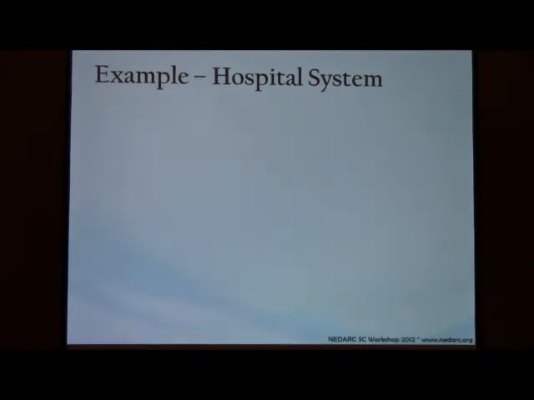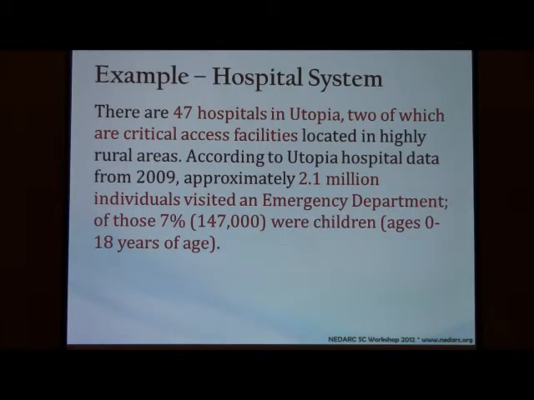Okay, so maybe some example writing for the hospital system is just to go straight in and explain it. There are 47 hospitals, 2 of which are critical access facilities. These facilities are located in highly rural areas, probably because that's why they're critical access hospitals. According to Utah hospital data from 2009, so even if you can't get the latest, make sure you cite where you got it from, approximately 2.1 million individuals visited an emergency department.